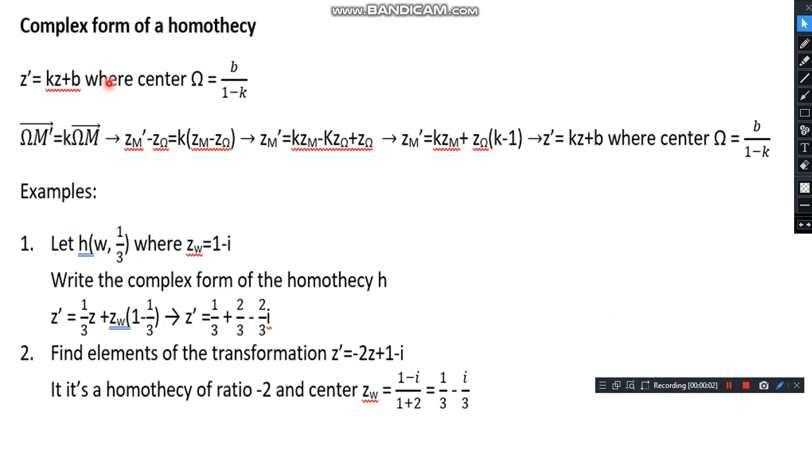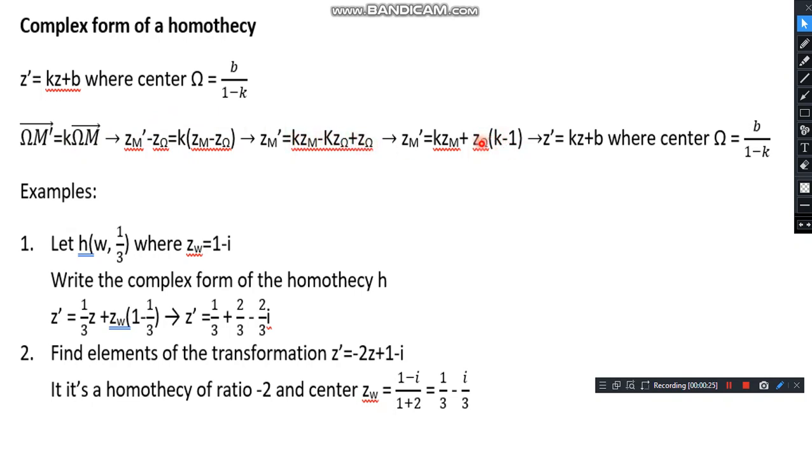We're going to continue with the complex form of a homothecy. Suppose you have a homothecy of ratio k and center omega. So we have omega m prime equal to k omega m. So z m prime minus z omega equals k times (z m minus z omega). If you distribute and take the z omega to the other side, you have this one. Put z omega in factor.